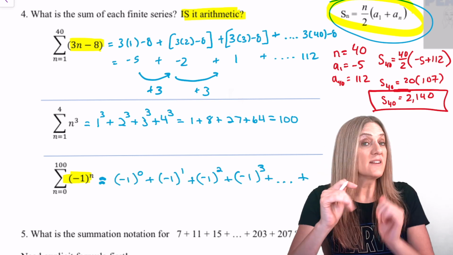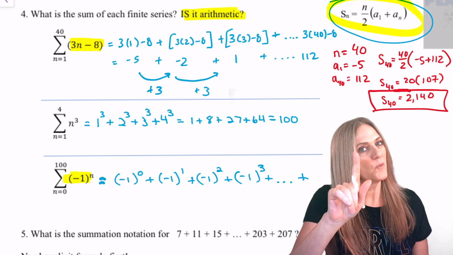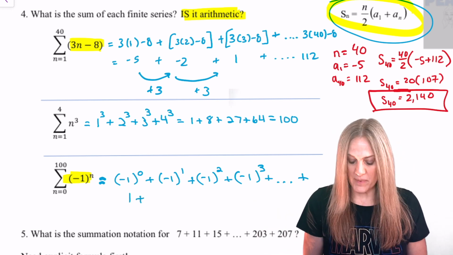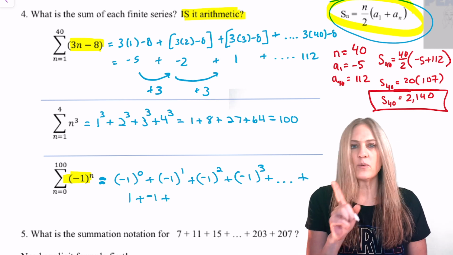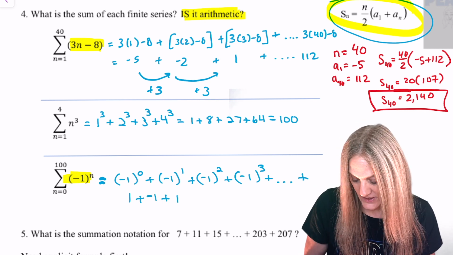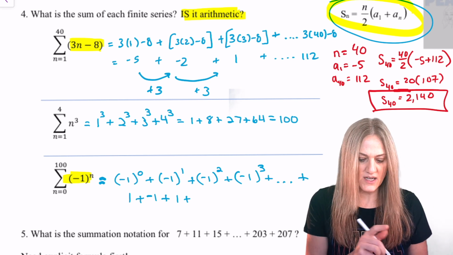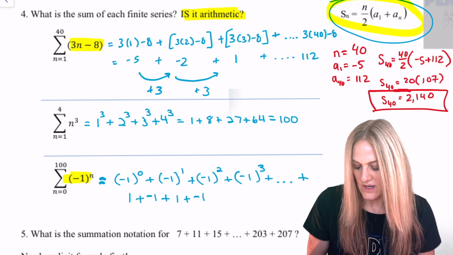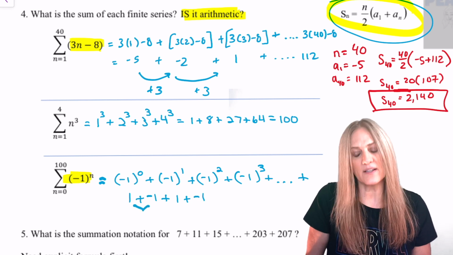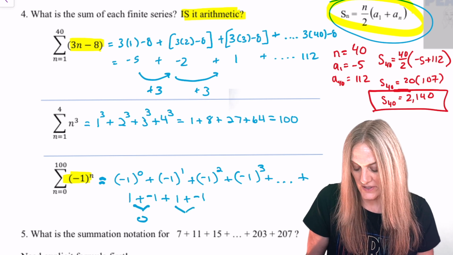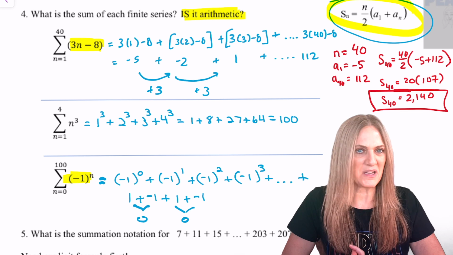So -1 to the 0 power. Anything to the 0 power is 1. -1 to the first power, well, that's -1. -1 squared, -1 times -1, +1. -1 cubed, -1 times -1 times -1, that's -1. Okay, I'm starting to see a little something here. -1 plus 1 is 0. 1 plus -1 is 0. They're adding out. Is my sum 0?